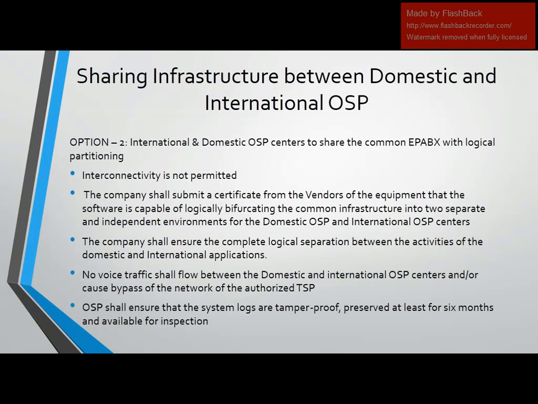No voice traffic shall flow between the domestic and international OSP centers or cause bypass of the network of the authorized TSP. OSP shall ensure that the system logs are tamper-proof, preserved for at least 6 months and available for inspection.